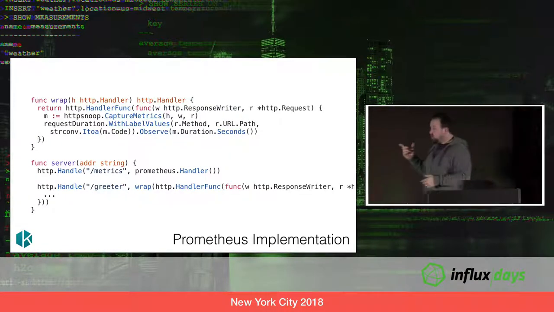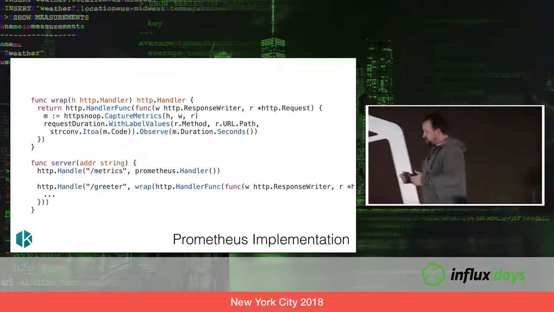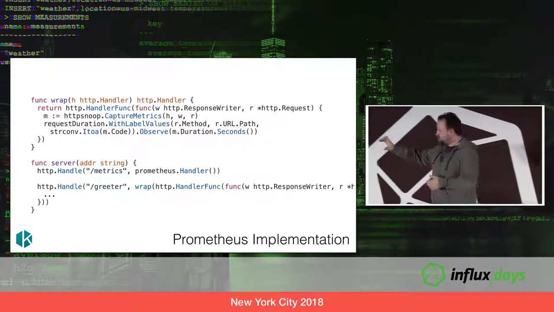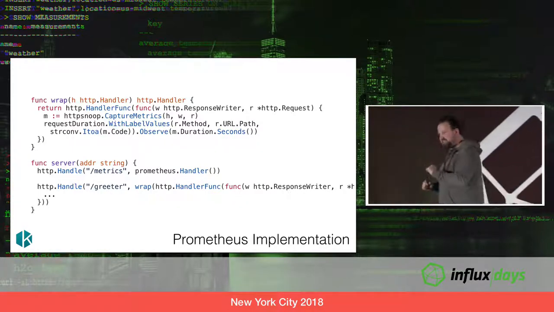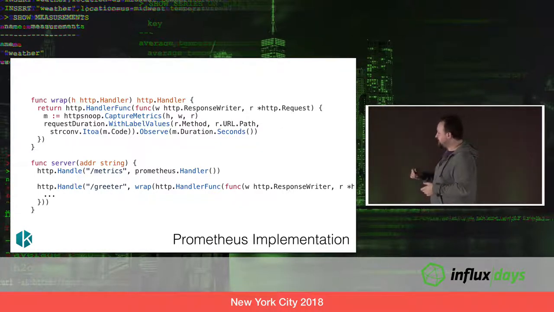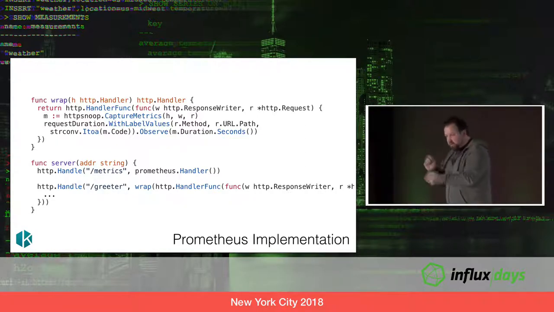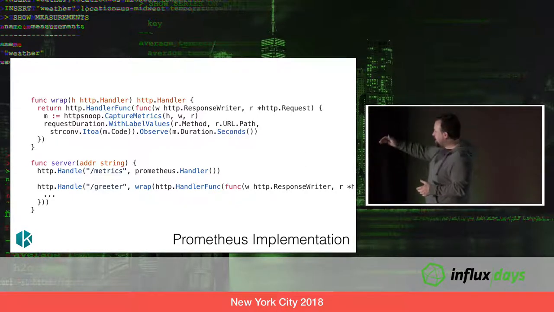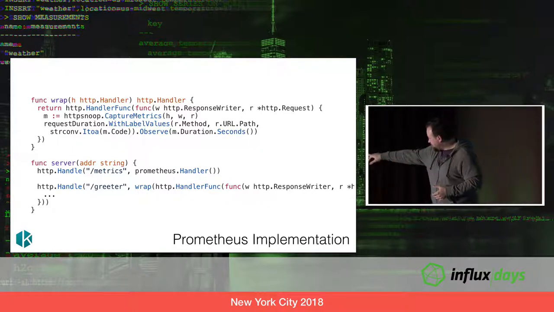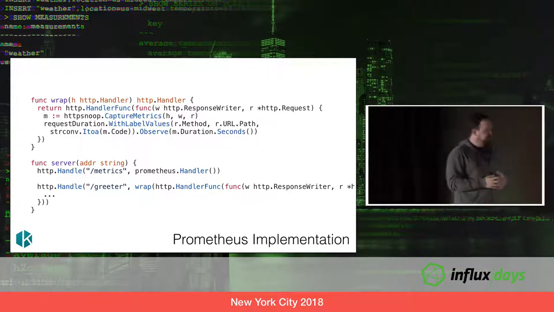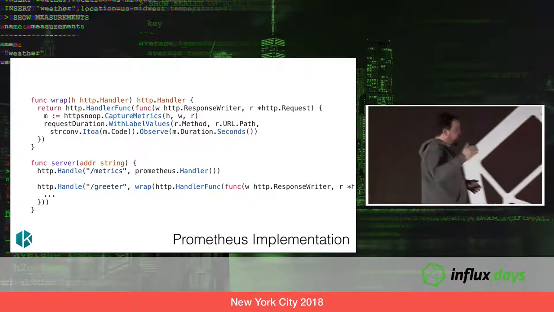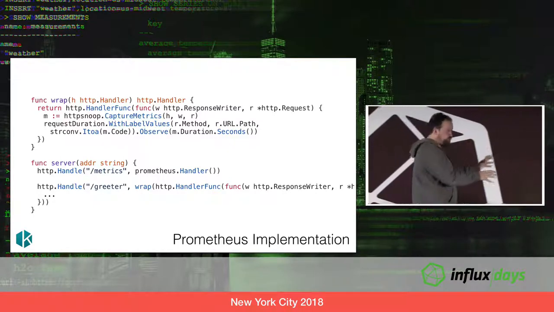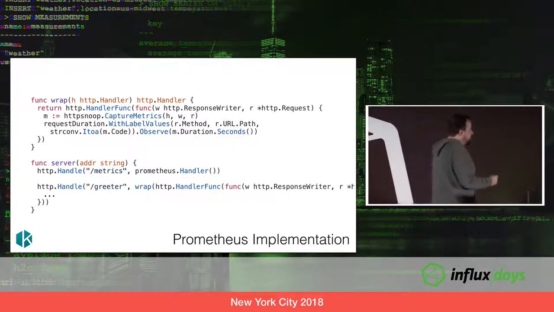Now, if you wanted to instrument your actual code, I've done it for an HTTP server. I prefer the middleware approach. So you define a little function which takes an HTTP handler, returns you an HTTP handler, measures some stuff about that HTTP handler, and then you just have to, at the bottom, wrap your actual HTTP handlers. If you're doing this with gRPC, there's some excellent libraries available that do this all for you, or you can roll your own, or you can use mine.